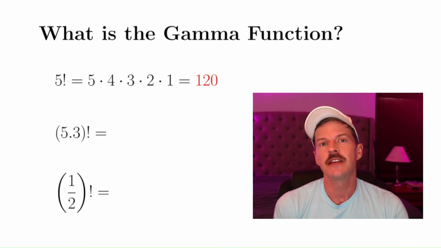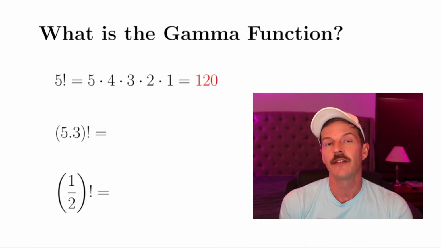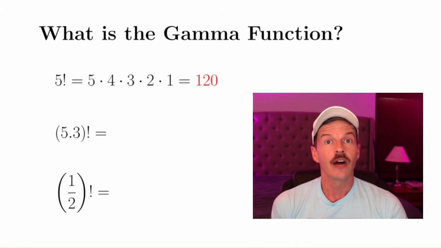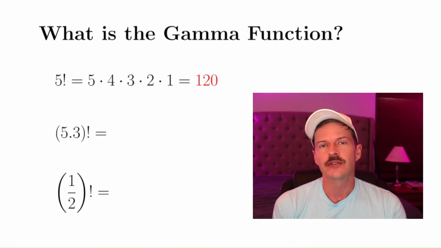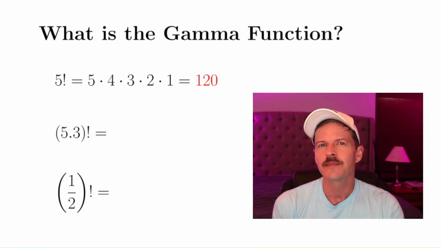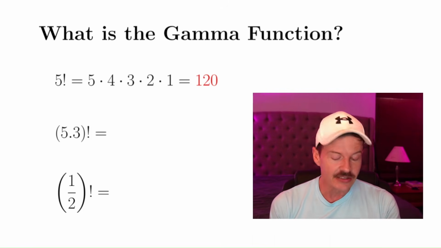The gamma function is a function that allows us to extend the idea of factorials to numbers that are not integers. Now, we all know, for example, that 5 factorial just means 5 times 4 times 3 times 2 times 1, which is 120. But what about 5.3 factorial or 1/2 factorial? Can we make any kind of sense out of these?